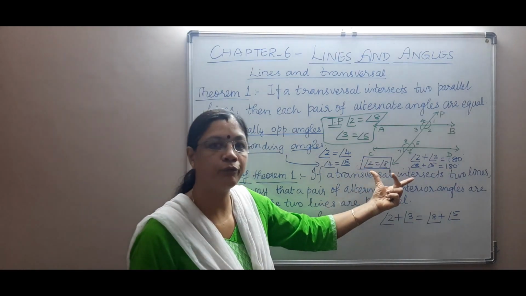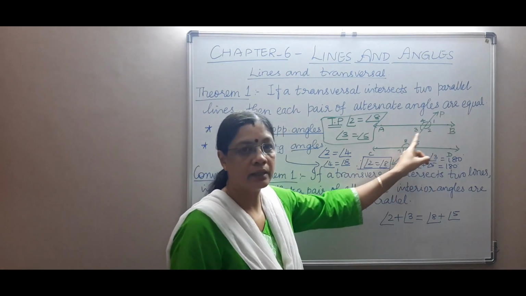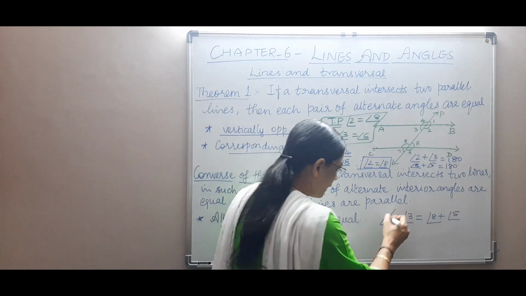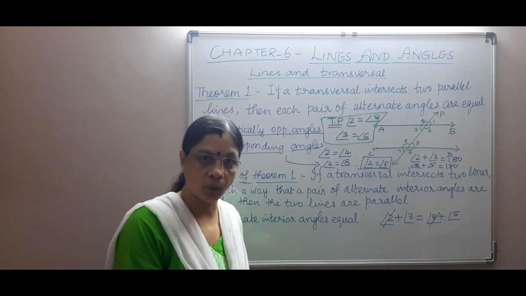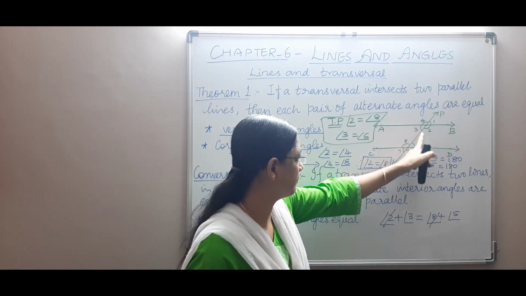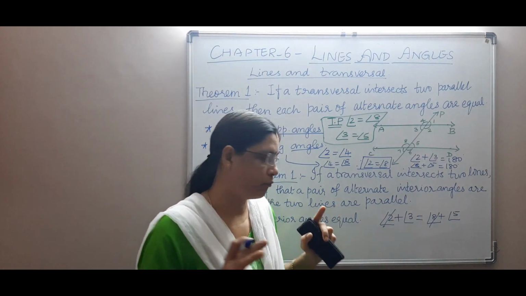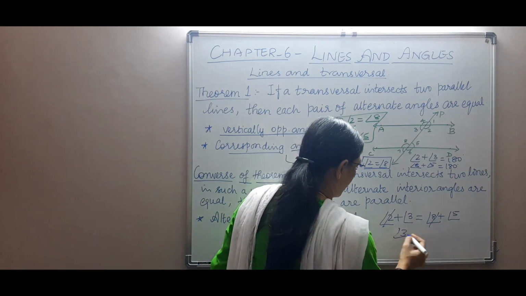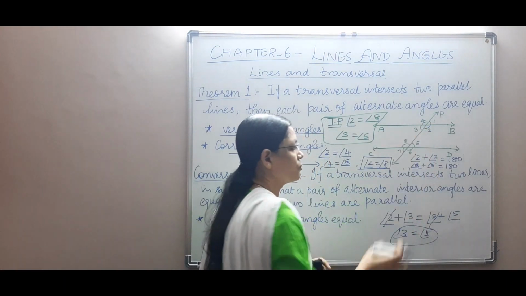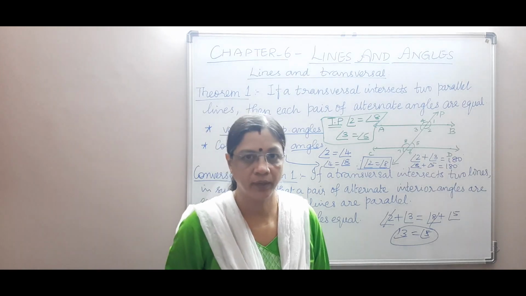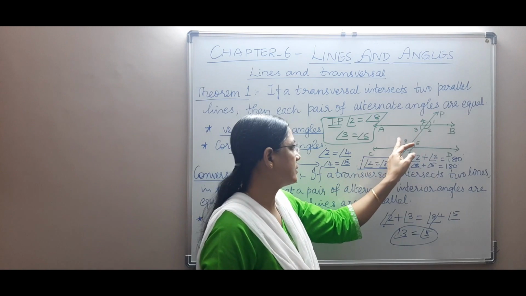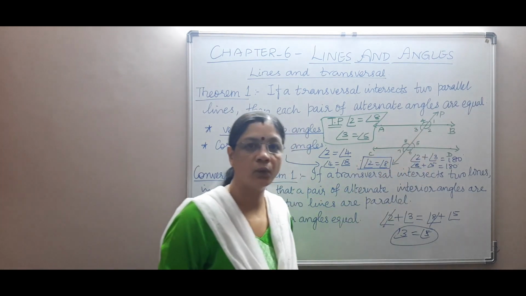But what we have proved before, angle 2 is equal to angle 8. This pair of alternate interior angles is equal, isn't it? So I can cancel both these because they are equal. Now what do we have? Angle 3 is equal to angle 5. Thus it is proved, angle 3 is equal to angle 5. The next pair of alternate interior angles is also proved to be equal. You understand? That is how we prove alternate interior angles: angle 2 is equal to angle 8, angle 3 is equal to angle 5.